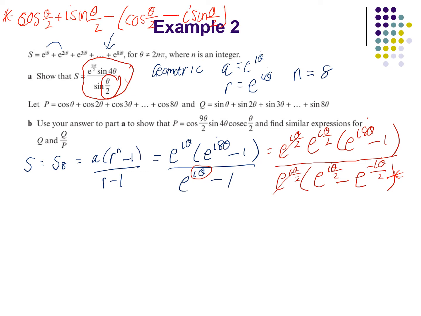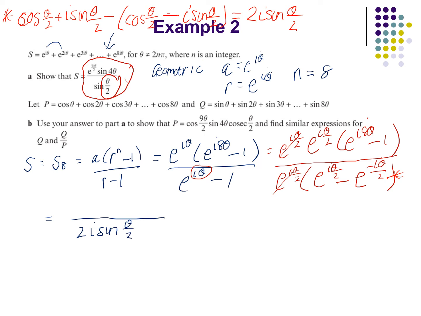So the cos's cancel out and I end up with 2i sine theta over 2, which is along the right lines of what I want on the denominator. Okay. So the denominator becomes 2i sine theta over 2 from what I've written at the top.